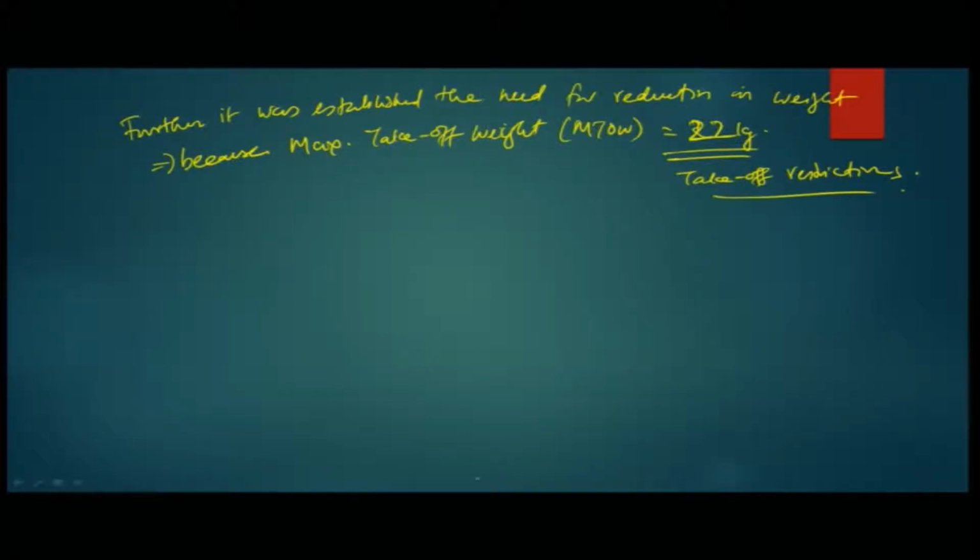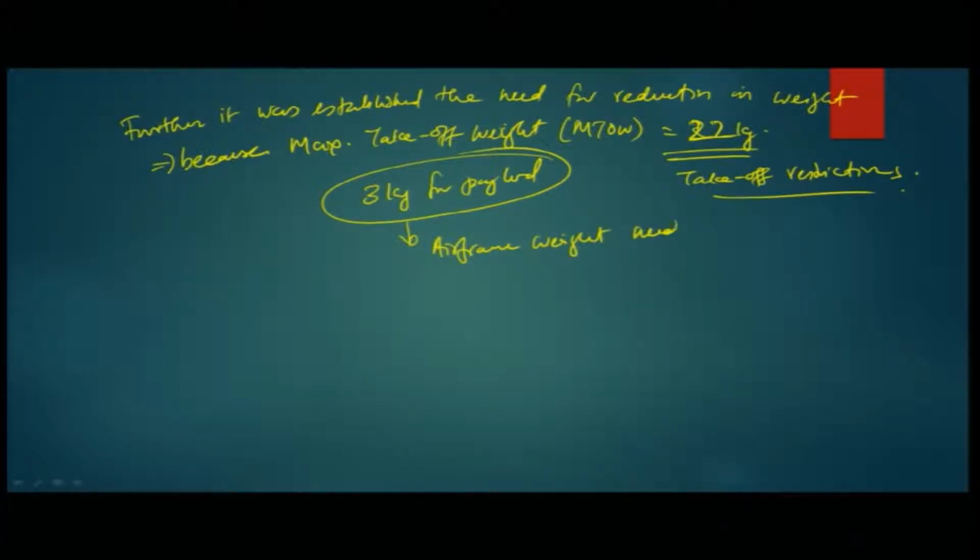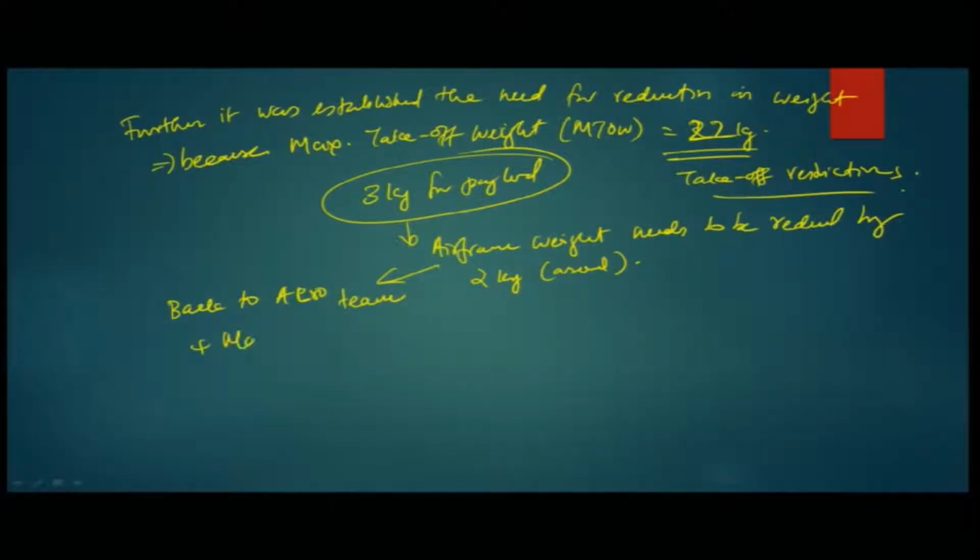So, once this was there, we said okay fine, no matter what happens we have to reserve somewhere close to 3 kg for payload. Once these things were calculated out, we said okay fine, airframe weight needs to be reduced by around 2 kg. So then, back to the AE team, aero team plus manufacturing team.